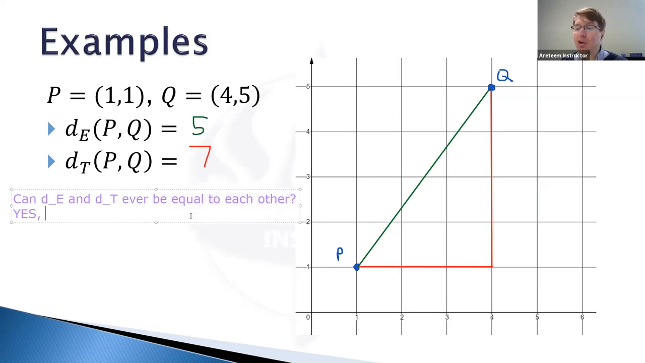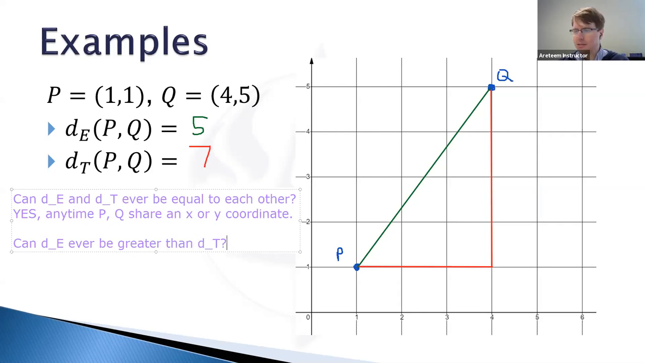So a little bit more general than that, anytime P and Q share an X or Y coordinate. So if this is going straight up, or straight left and right, they're going to be equal to each other there. Now, can the Euclidean distance ever be greater than the taxicab distance? No, right? So we definitely have a relationship here where the distances are related that way.